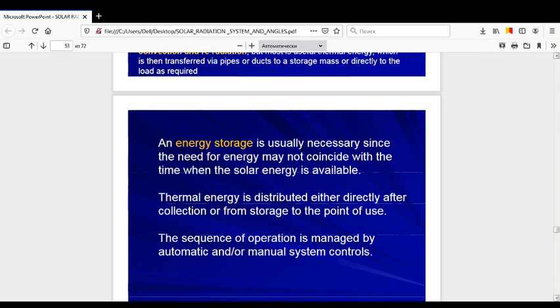An energy storage is usually necessary since the need of energy may not coincide with the time when the solar energy is available. Thermal energy is distributed either directly after collection or from storage to the point of use. The sequence of the operation is managed by automatic or manual system control.